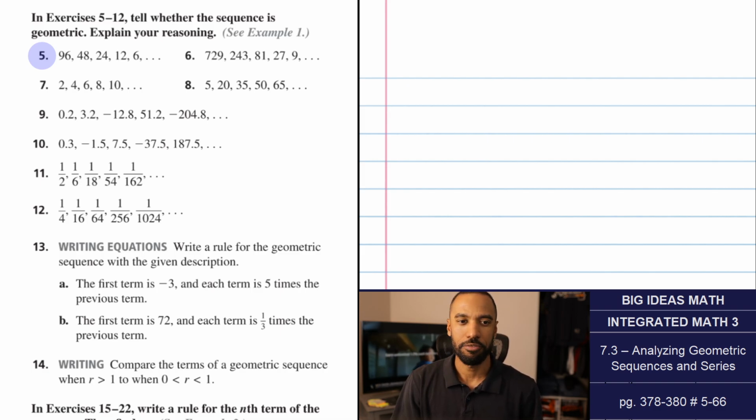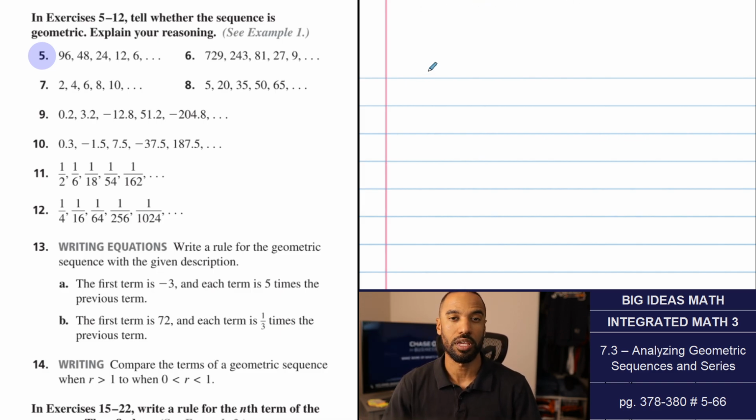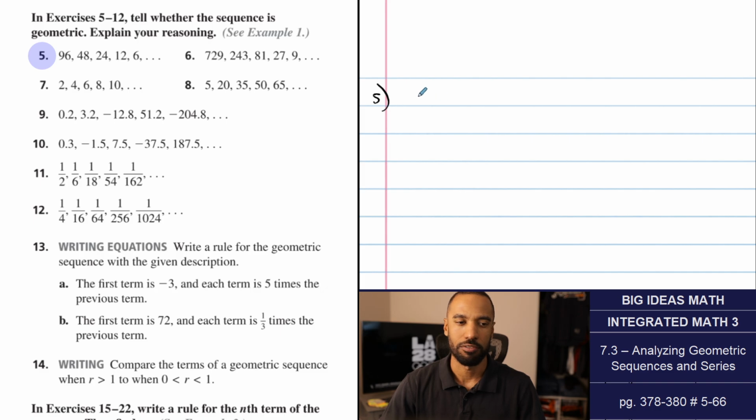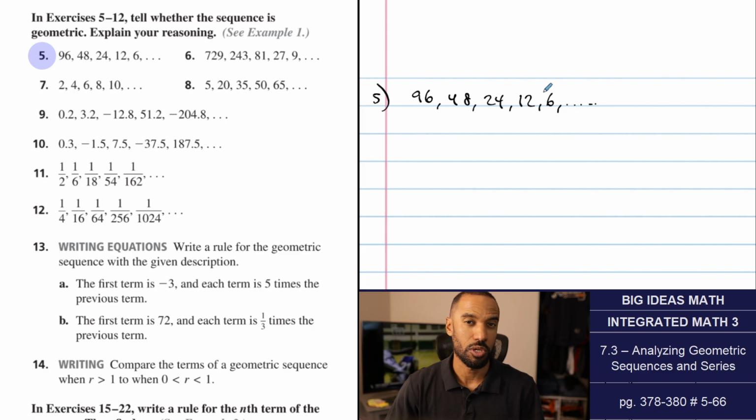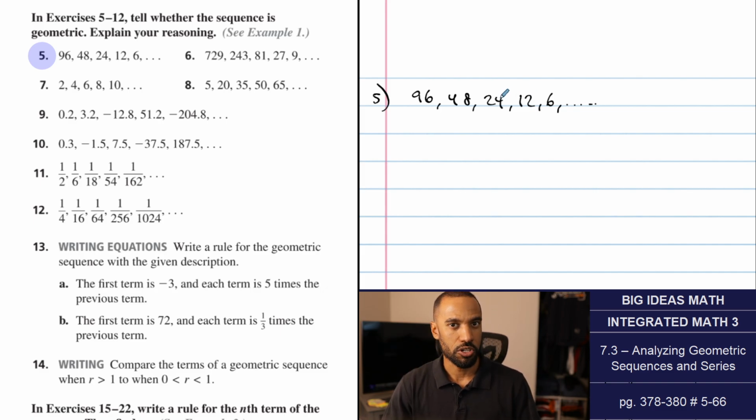In exercises 5 through 12, tell whether the sequence is geometric and explain your reasoning. We are looking for a common ratio for these. So on this first one, I'll explain them out loud, especially if necessary. Sometimes you work from the smaller numbers first and see what you're doing. Like if it has a common ratio, you're multiplying by the same number over and over. You can also say it through division, but you have to ultimately express the multiplication.